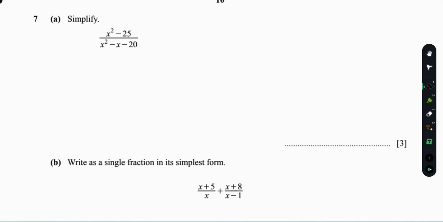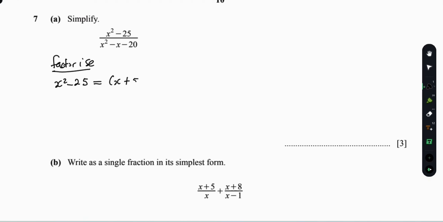Because x squared minus 25 is a single expression, and x squared minus x minus 20 is also a single expression. So you cannot cancel out x squared and x squared. That's the common mistake that students normally make. So from this point, what you need to do is factorize the numerator and the denominator.